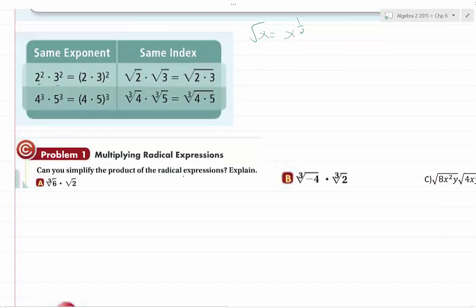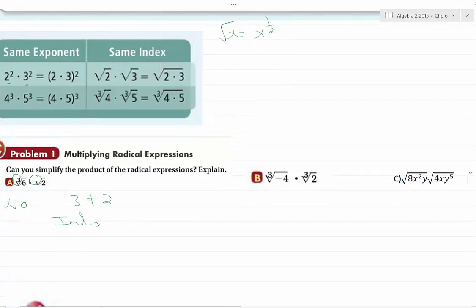Can you simplify the product of the radical expressions? Explain. So in the first one, we'll say no. Right, the indexes: 3 is not the same as 2 for the index. So we can't do anything with that.